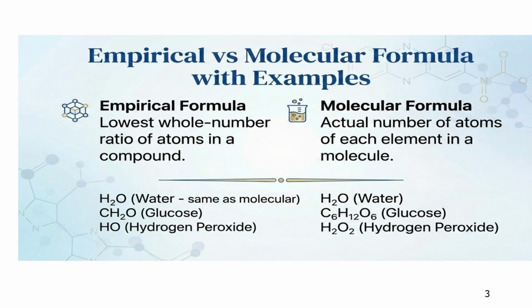Let's compare empirical and molecular formulas. The empirical formula is the lowest whole number ratio of atoms in a compound. The molecular formula is the actual number of atoms of each element in a molecule. Examples are provided in the video.